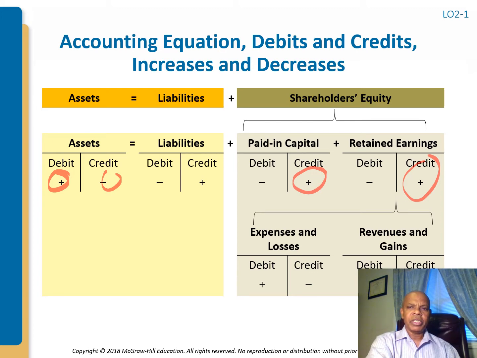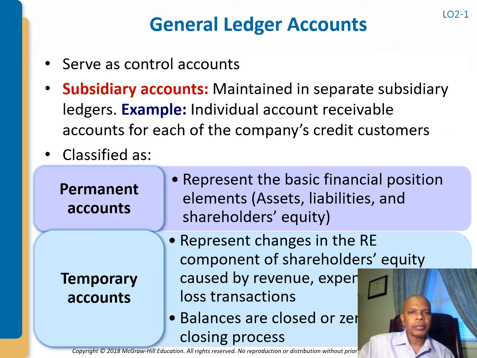Okay, the retained earnings has expenses and revenues and gains. Remember, expenses debit, revenues credit. Okay, those things are very important to remember. Very important. Just some of these you can see in my picture, but you get the picture here.